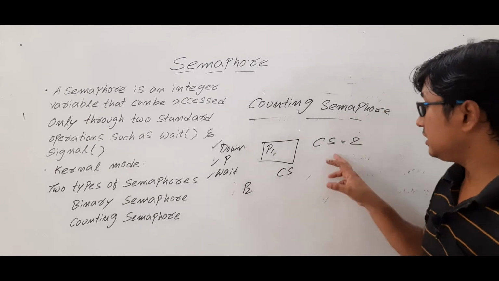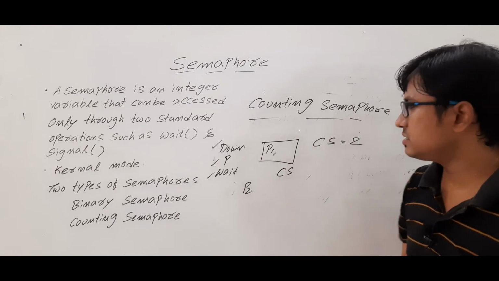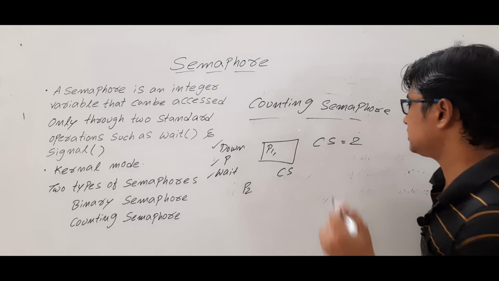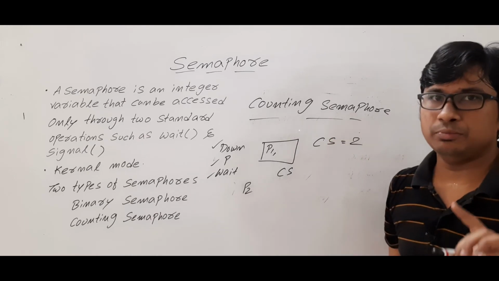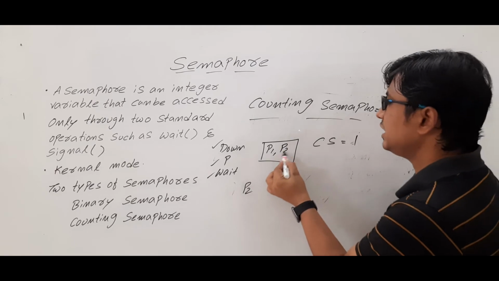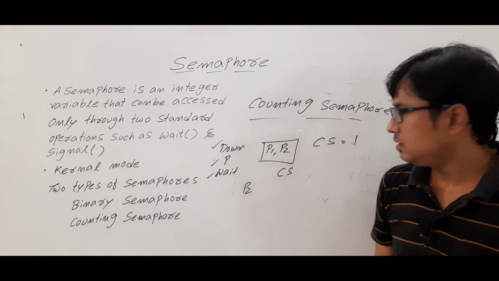Is it clear? It is greater than 0. So more processes can enter into the critical section. It will decrement the value by 1. It will become 1, and then process P2 will enter into the critical section.